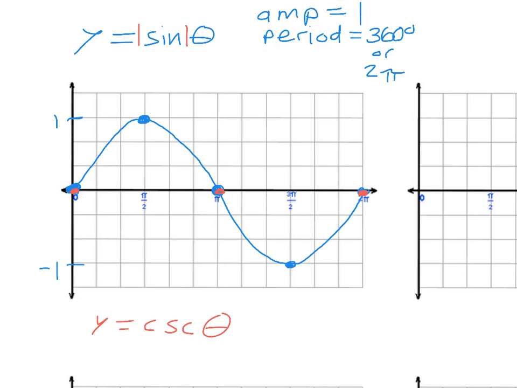Cosecant is the reciprocal of sine. So what happens when sine theta equals 0? The reciprocal of 0 is undefined. So at these 3 spots, you're going to have asymptotes.